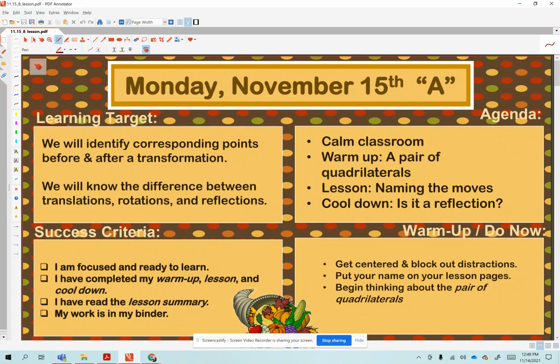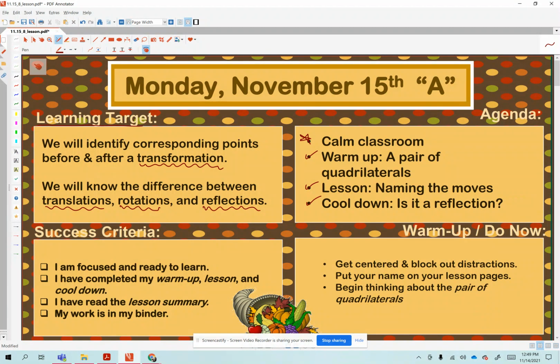And today, our learning target is to identify the corresponding points before and after a transformation. We will also know the difference between translations, rotations, and reflections. We've got lots of new math terminology today. I want you to get calm, focused, and centered. Always an important thing in math. We will warm up with this lesson, a pair of quadrilaterals, and then we'll name the moves that we make when we look at some figures, and we will have a cool down.